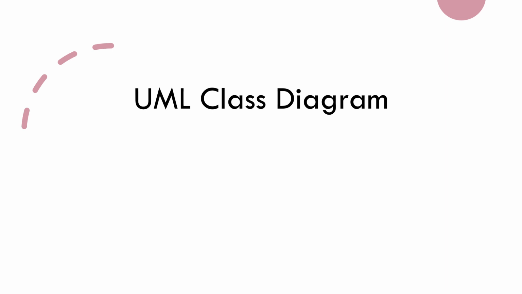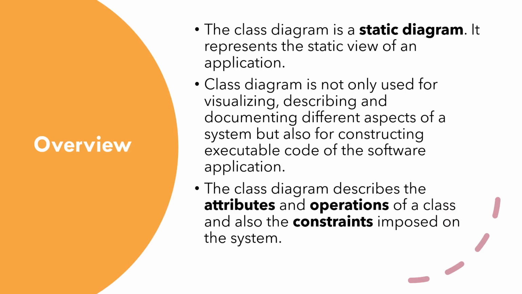Okay, UML class diagram. This approach is under the object-oriented model. The class diagram is a static diagram, so it represents the static view of an application or any activity, business activities or system. In easy understanding, it is a representation of one system.